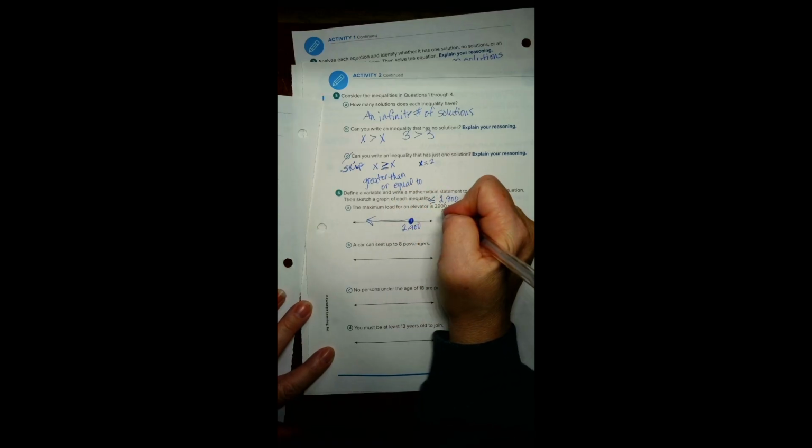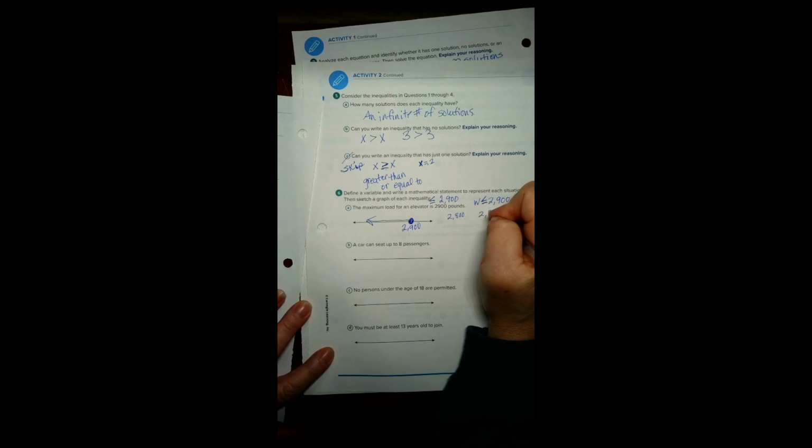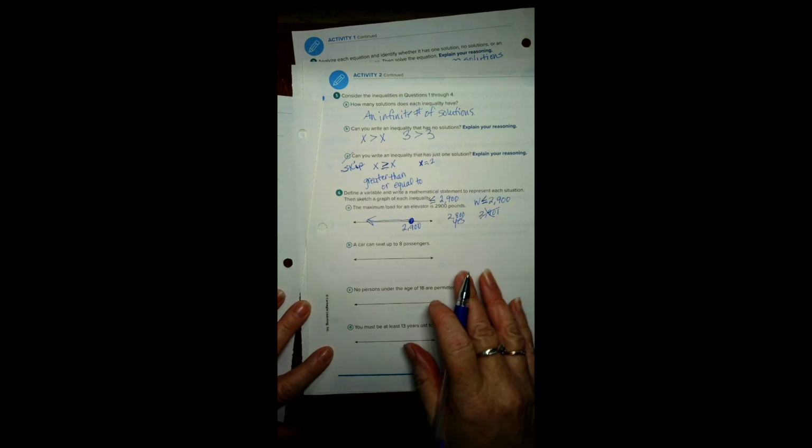The maximum load. It could be, so could it be 2,800? Sure. Could it be 2,901? No. Could it be 2,900? Yes, that would be the maximum.